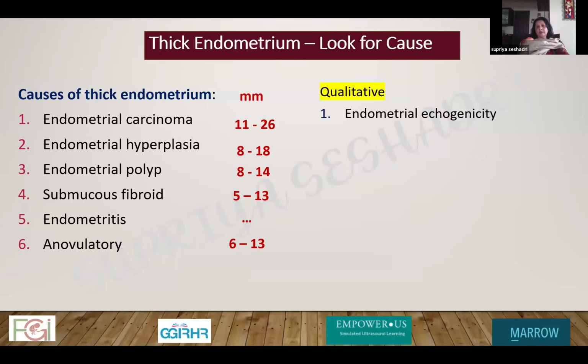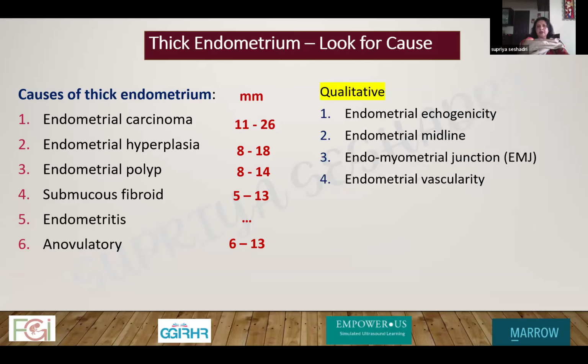So we look at the endometrial echogenicity. Next, look at the endometrial midline. Look at the EMJ. Note the endometrial vascularity in two ways. One is a color score, and the other is a vessel pattern. So let's look at each of these morphological categories one by one.